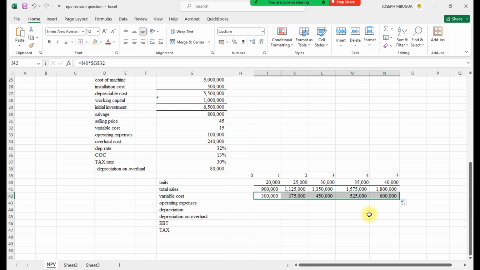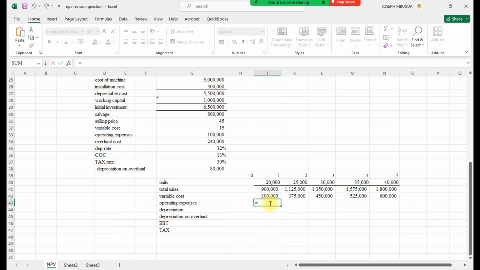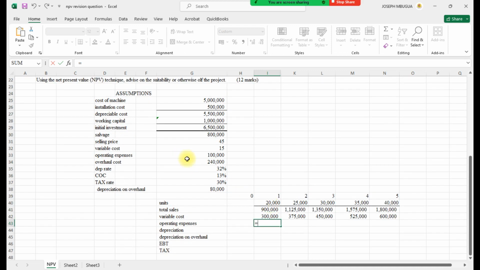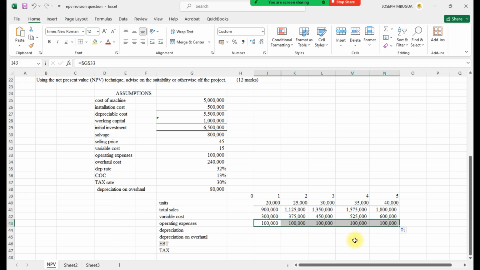And you can go ahead to get the contribution. If you wish to get the row for the contribution, you can minus variable cost from sales to get the contribution, but we just go directly and put in our operating expense. And again remember, operating expense will be a constant. It's not changing all through, so we just lock that because it will be a constant all through.